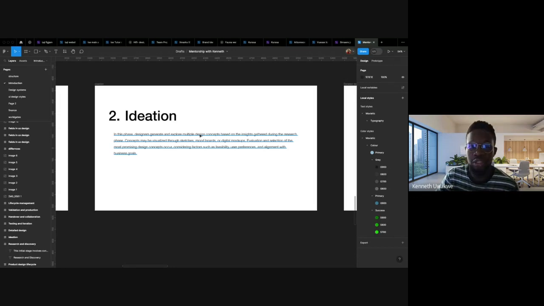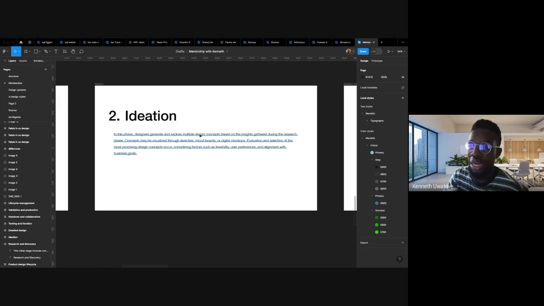Crazy eights is a method where, let's say you have maybe 4 designers on the team. You all will come together with 8 minutes each. You're going to be drawing out quickly. You draw different sketches. You can use paper and pen, you can use the computer. You have to make sure you are doing it as fast as possible. You are all designing solutions that solve the problem that you identified during your research.